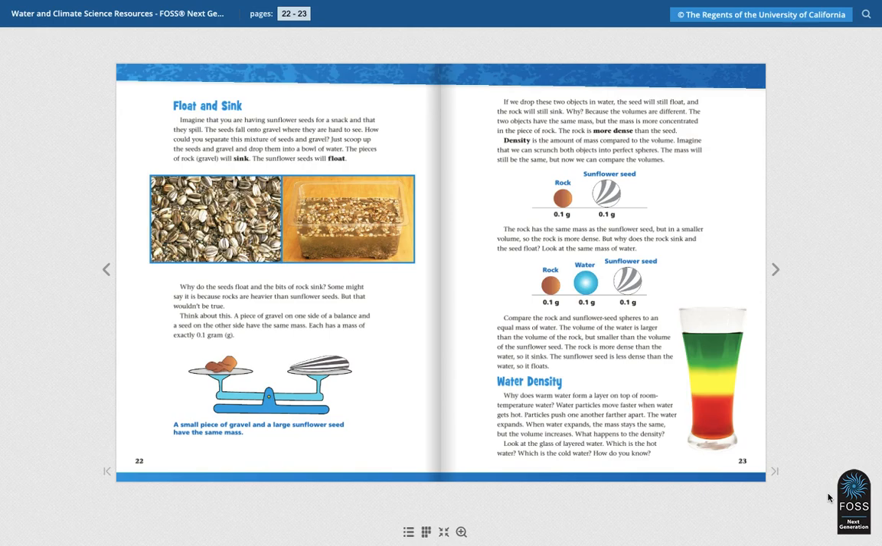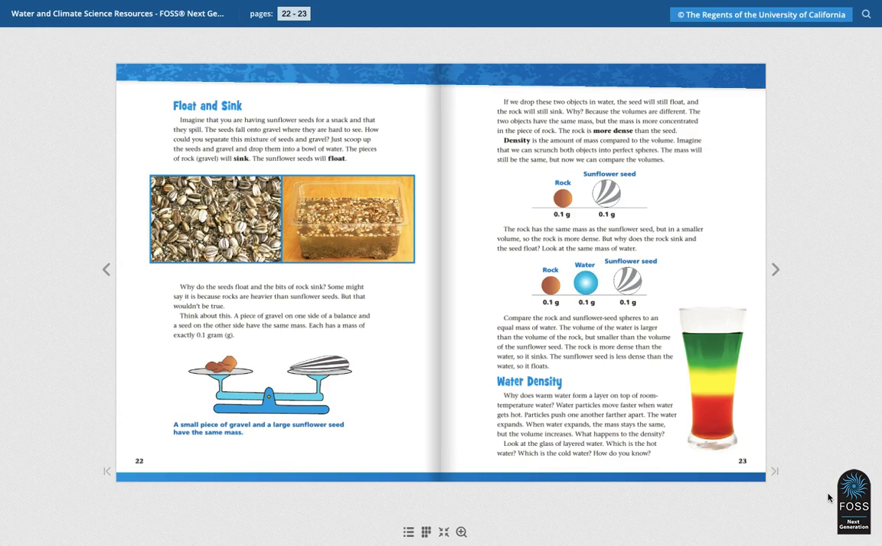Why? Because the volumes are different. The two objects have the same mass, but the mass is more concentrated in the piece of rock. The rock is more dense than the seed. Density is the same amount of mass compared to the volume. Imagine that we can scrunch both objects into perfect spheres. The mass will still be the same, but now we can compare the volumes.